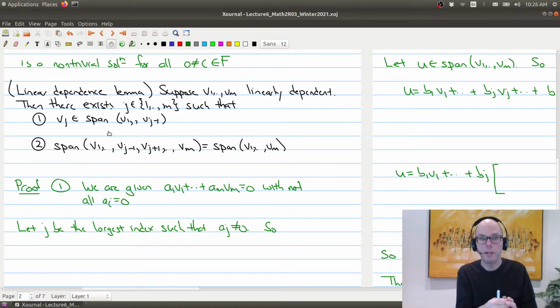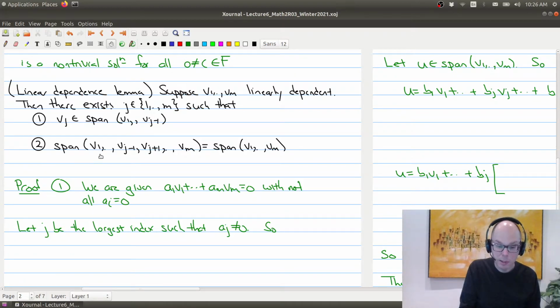Because it's linearly dependent, eventually you will find a situation where the jth one is in the span of the previous ones. And what the second part is saying is once you find that Vj, you can chuck it from your list and it doesn't change the spanning set. So if it's linearly dependent, you don't need that Vj when you're looking at the spanning set. So it's an important lemma that we use to build spanning sets later on in the course. The proof is going to take all of this part of the lecture, but I'll try to go through it as slowly as I can.